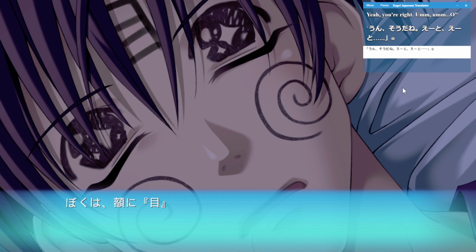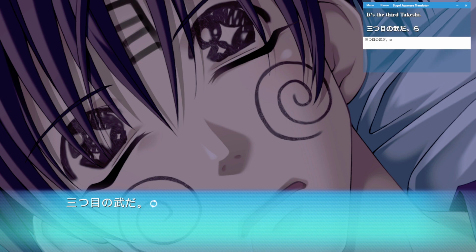Okay, yeah, you're right. And then I drew the kanji for I on his forehead. And I probably did some commentating on that. It's Takeshi's third eye. Probably foreshadowing. Oh, and then what I'm doing here is I'm trying to figure out if the kanji for Takeshi has some meaning to it, that has something to do with third eye, and it doesn't. But I spend a bunch of time messing around with that right here.